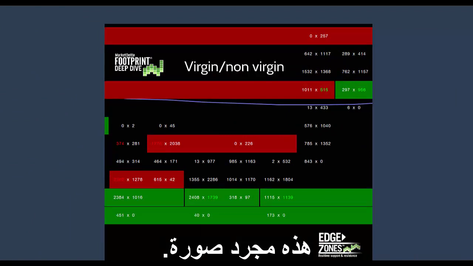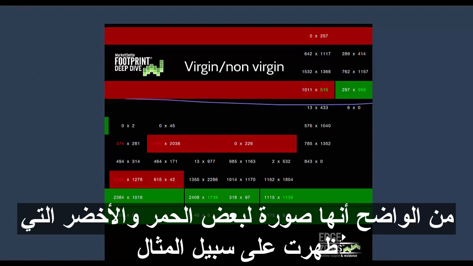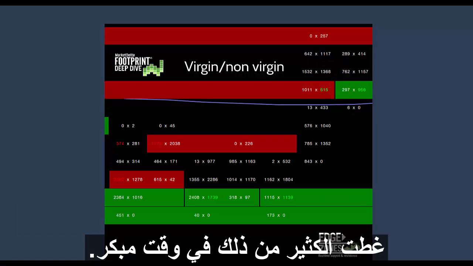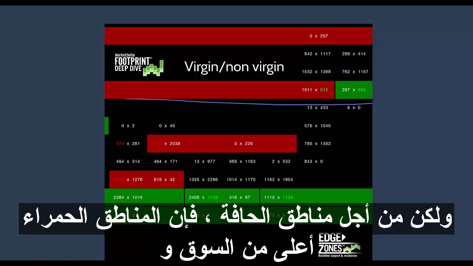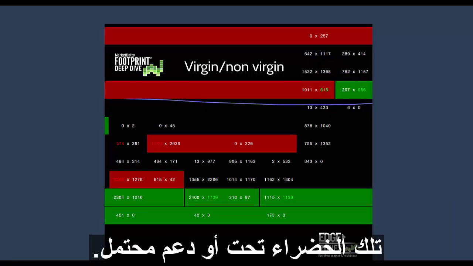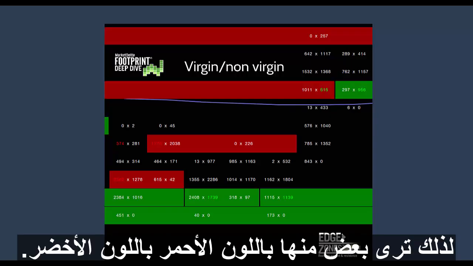This is just a picture, obviously an image of some reds and greens that came in. For example's sake, and I don't want to get too basic in this course because we've covered a lot of that early on, but for the sake of edge zones, red ones are above the market and potential resistance, green ones are below or potential support. So you see some red ones and green ones.